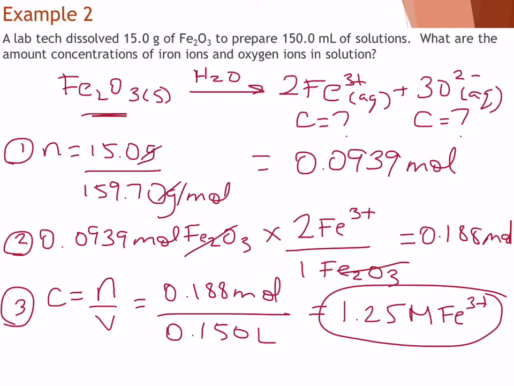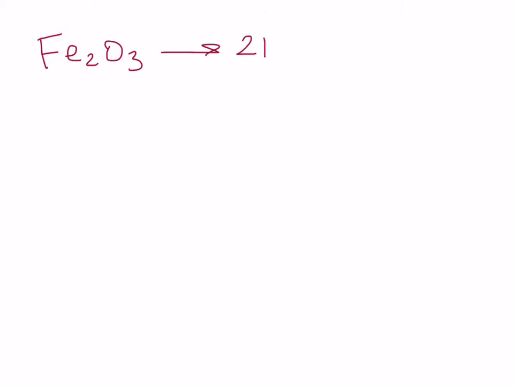This question asks us to do it for both iron and oxygen ions, so we're going to repeat these steps using the same number of moles, only this time we're going to convert it to oxygen. I'm going to do that on another screen here so that we have a little bit more space. Sorry, that should be a 3 O2 minus.